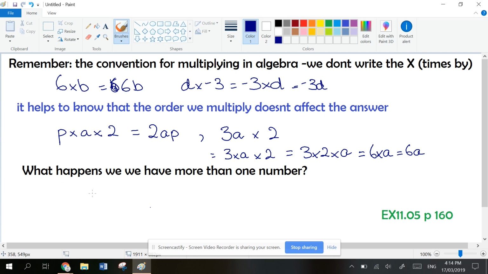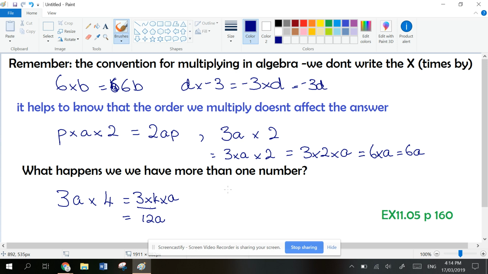So what happens when we have more than one number? Well, we can just change the order until all the numbers are first and then all the letters in alphabetical order. So let's try something again. Let's have 3a and let's times that by 4. We can write that as 3 times a times 4, but we could also write it as 3 times 4 times a. 3 times 4 is actually 12, and 12 times a we write as just 12a.